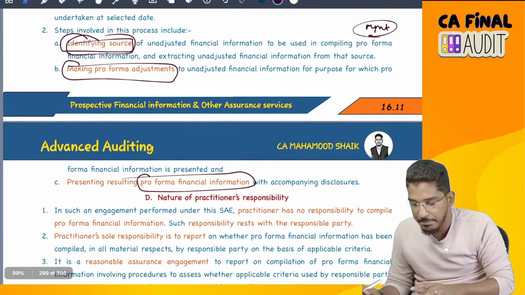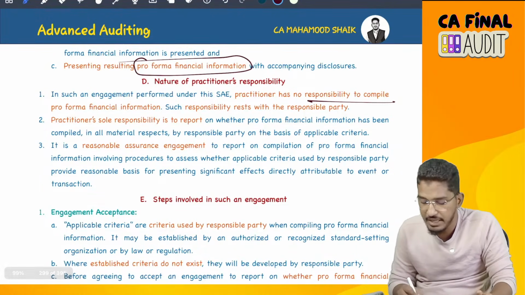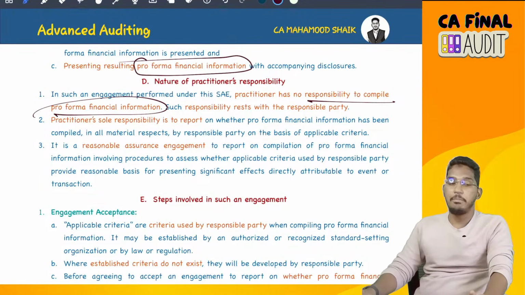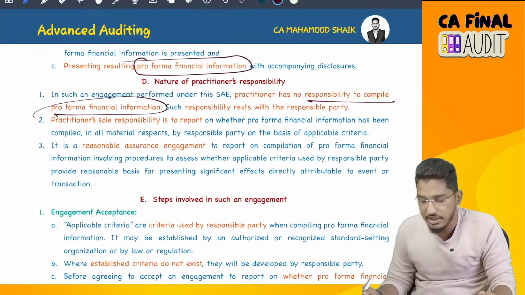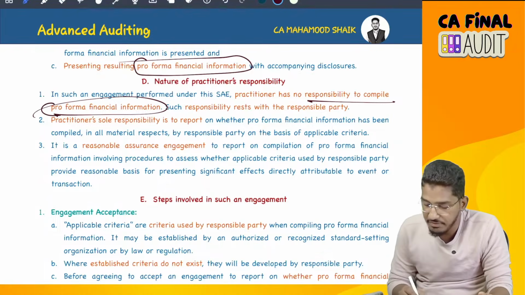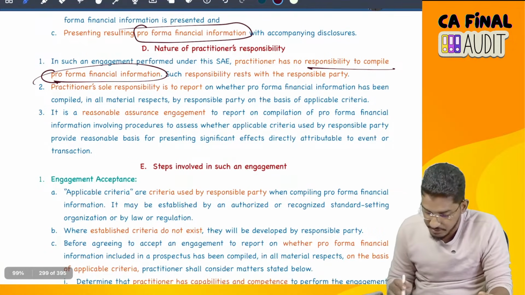Next. So who will compile? Management will compile. Does the practitioner have a responsibility to compile the pro forma financial information? No, the practitioner will not compile it. The pro forma financial information will be compiled by the management only.